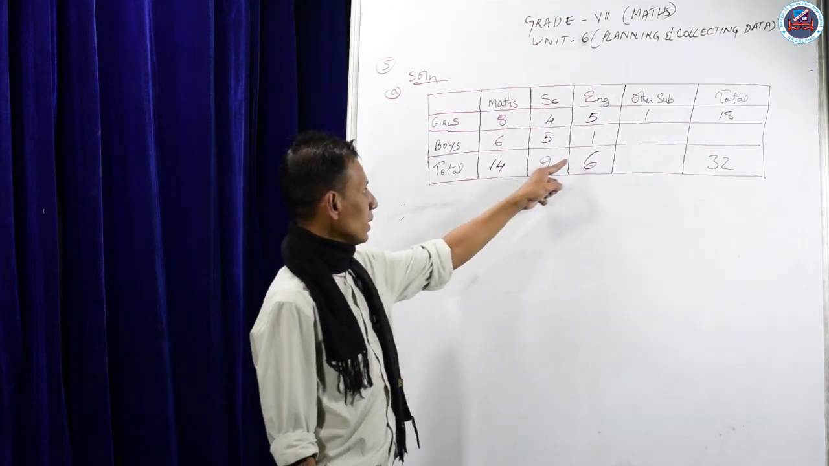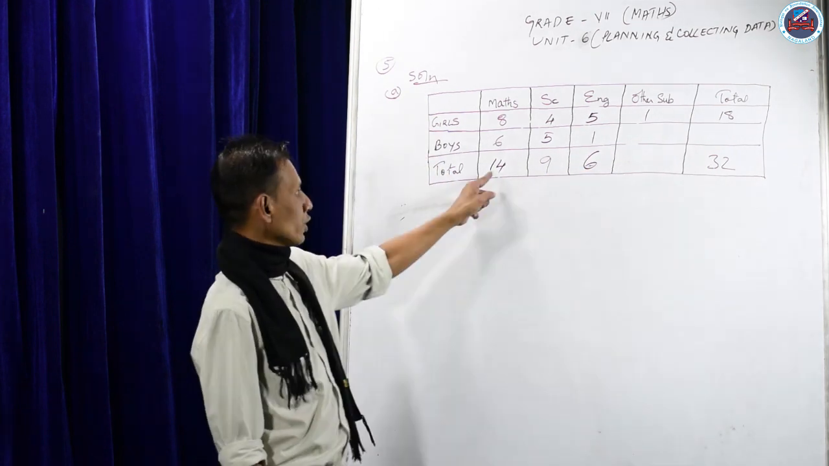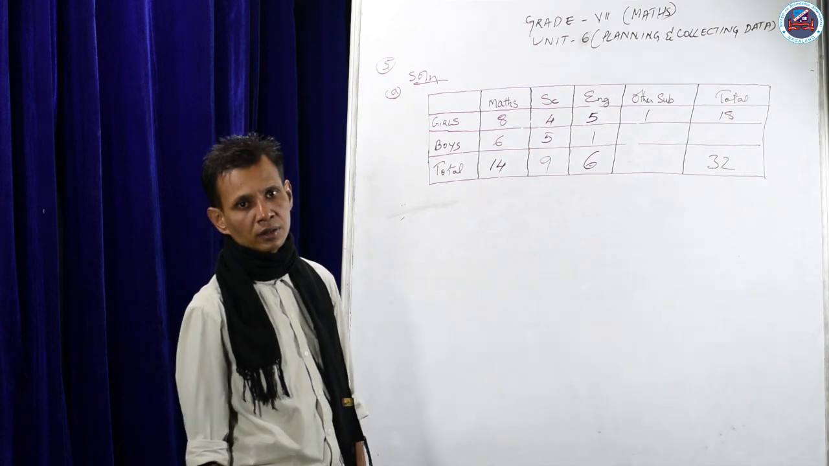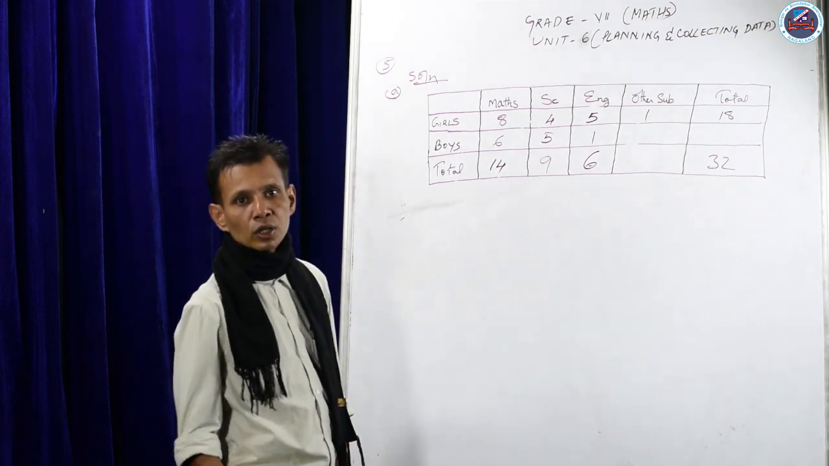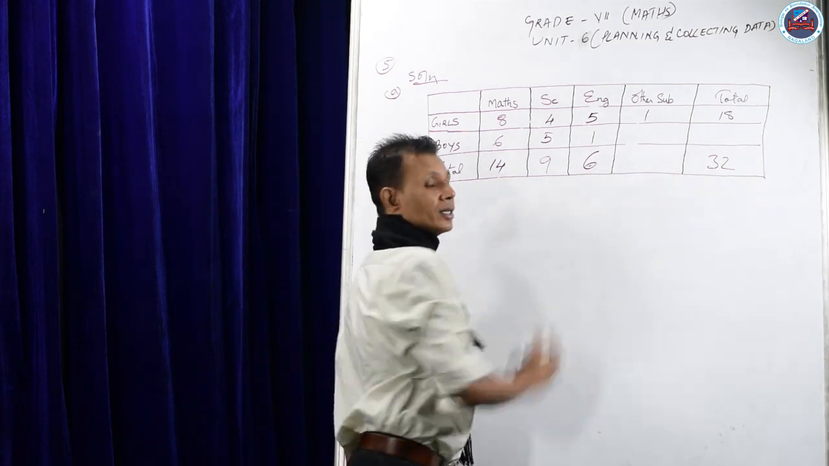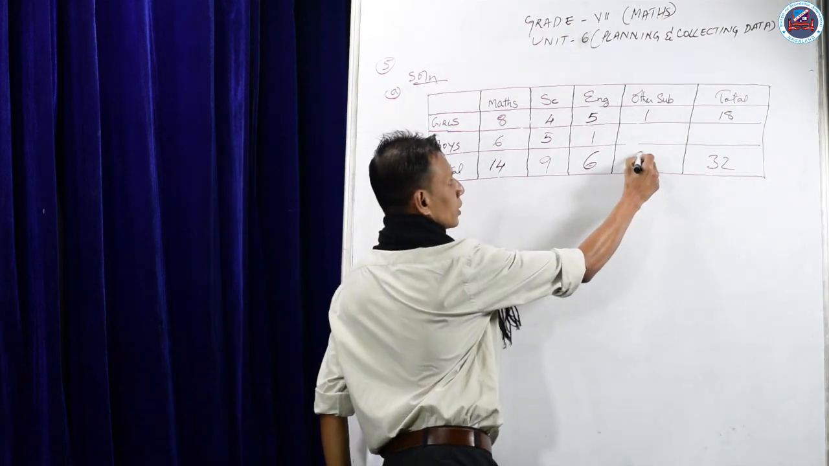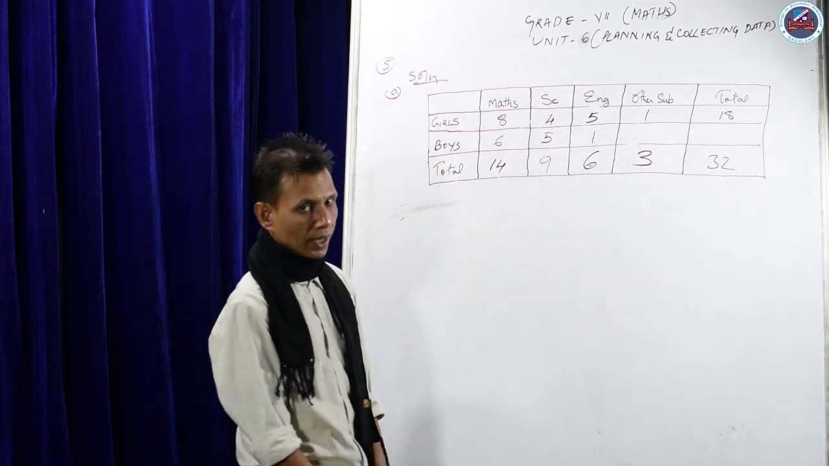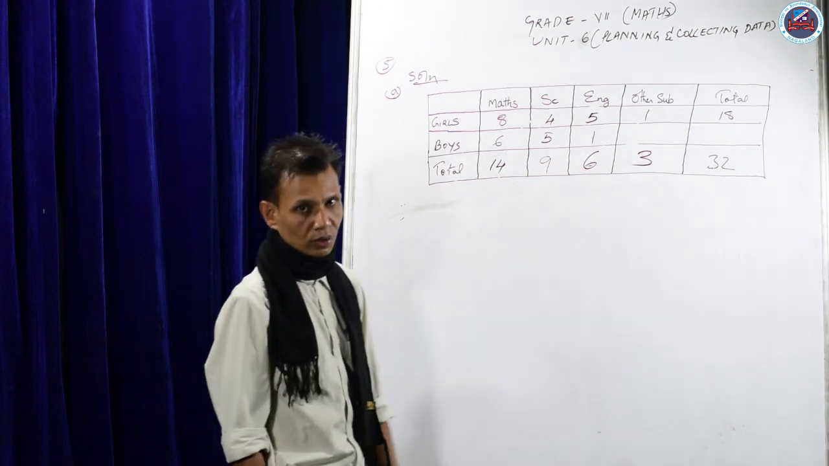14 plus 9 plus 6 plus what number is 32? That's it. 14 plus 9, 23. 23 plus 6, 29. 29 plus what number is 32? 29 plus 3 is 32. You can add up and check. Okay? 14 plus 9 plus 6 plus 3 is 32.